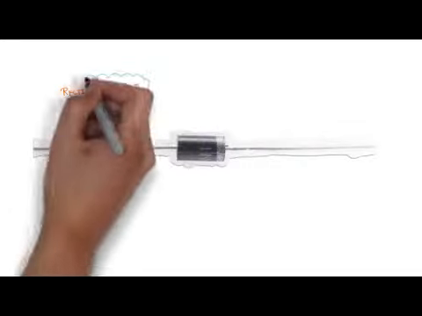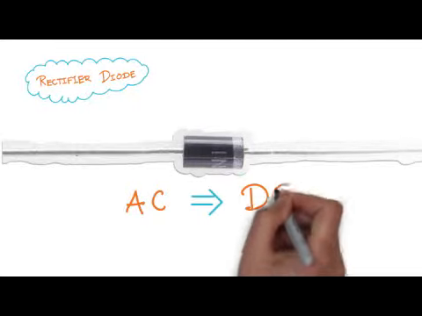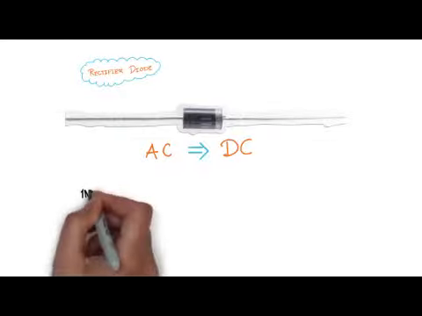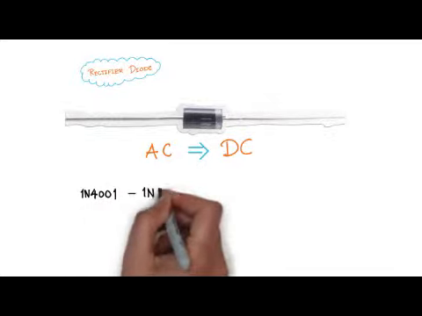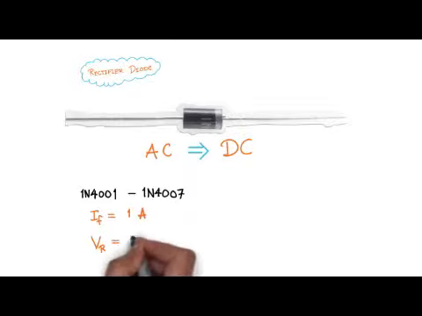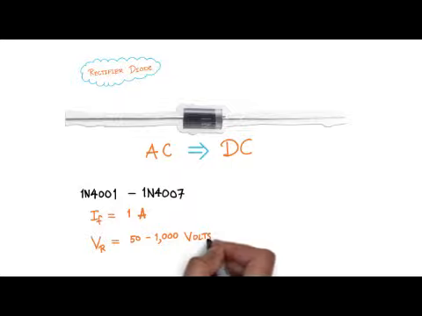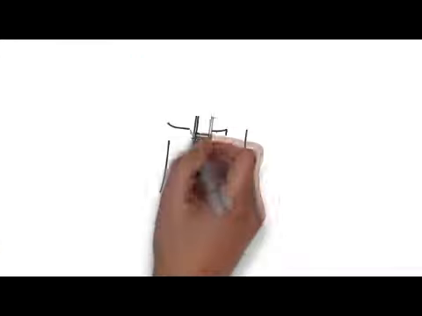Rectifier diodes. This is the type of diode you use when you want to convert alternating current into direct current. The most common ones are 1N4001 to 1N4007. They can handle higher current, up to 1 amp. Their peak reverse voltage ranges from 50 to 1000 volts.